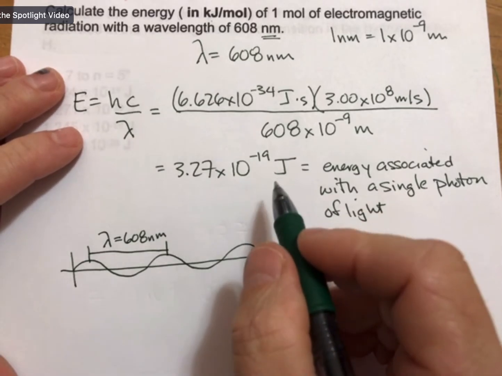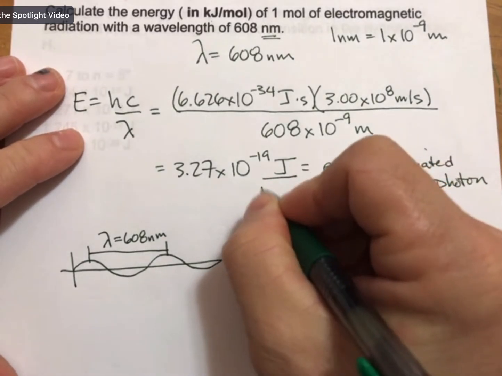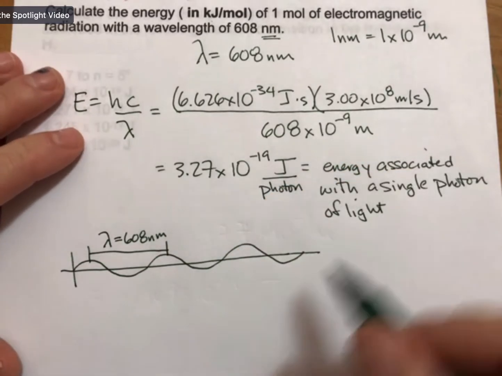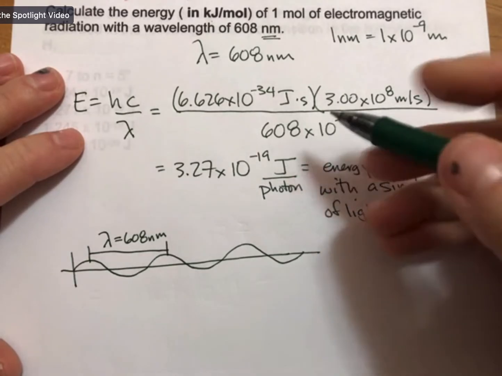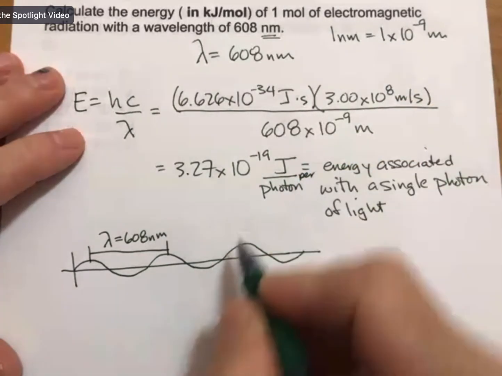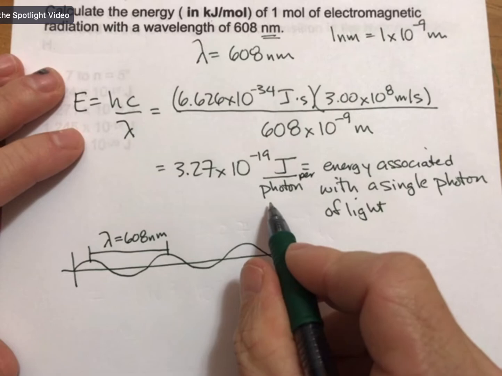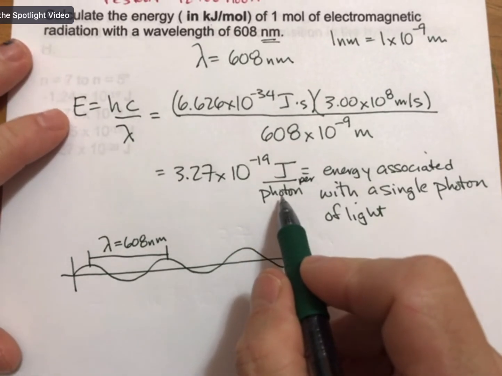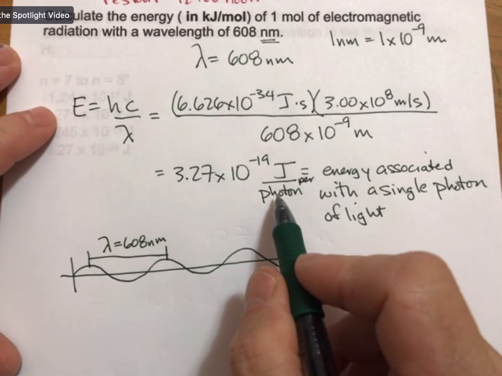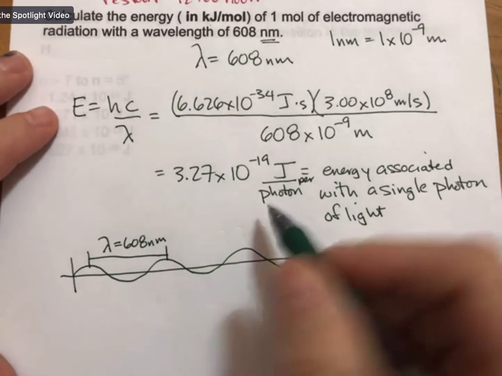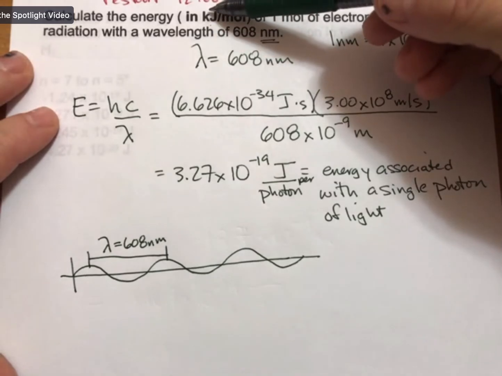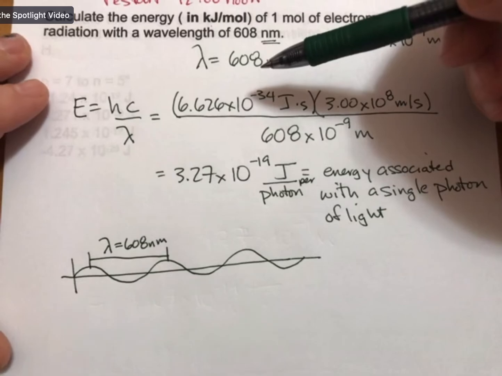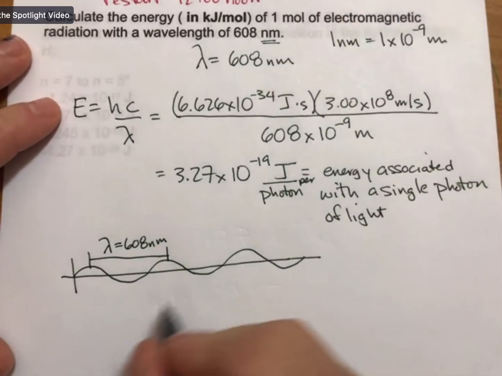And so I'm going to put the unit per photon here, or divided by photons, because this is the joules per one photon. I know that does not come through in the equation, but it is a set of units that we can use. And it is important because we're going to turn this into kilojoules per mole of photons.